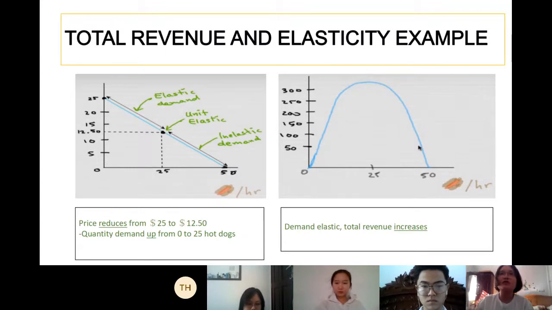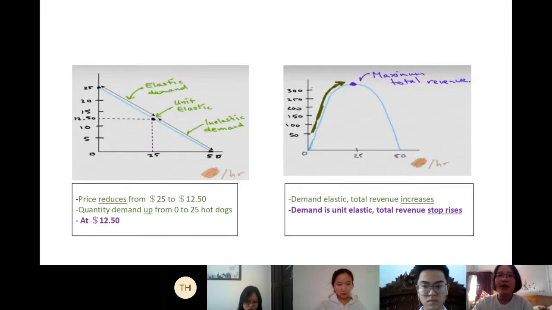We're going to have a look at this second graph. This is our revenue graph. With the quantity demanded from 0 to 25, the demand is elastic and total revenue increases. In this graph, this arrow tracing the curve going this way represents an elastic demand, and it represents that when we cut the price, the total revenue would increase. So let's go on to the unit elastic.